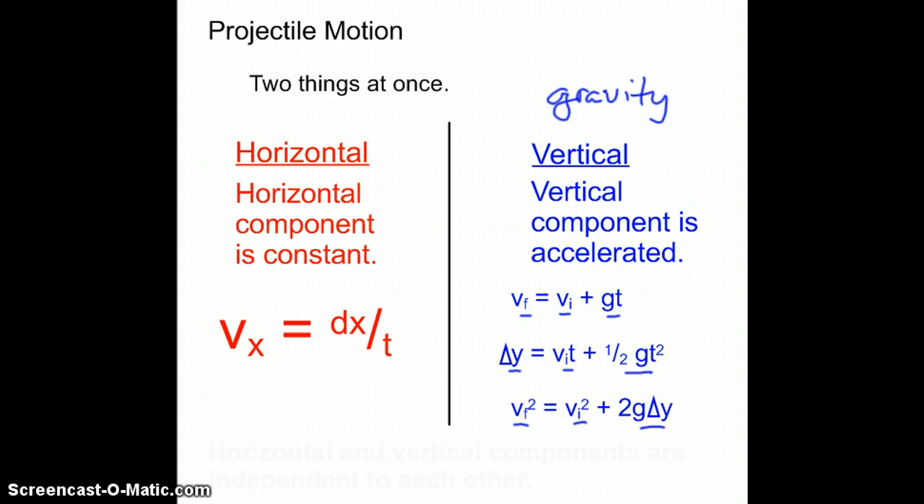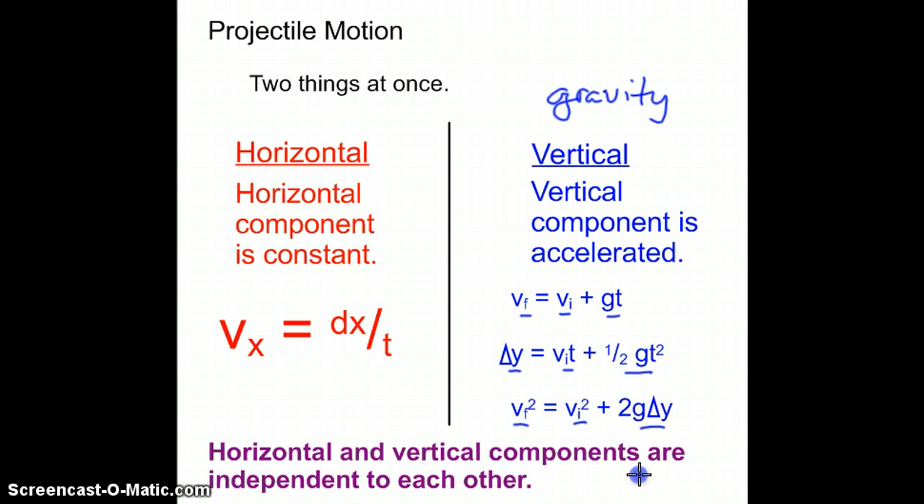One more thing before we move to a problem, very important. The horizontal and vertical components are independent of each other. What that means is that the horizontal component has no effect on the vertical component as an object is projected. The vice versa is true. The vertical component has no effect on the horizontal component as the object is projected. Very important that you understand this concept. They are independent of each other.